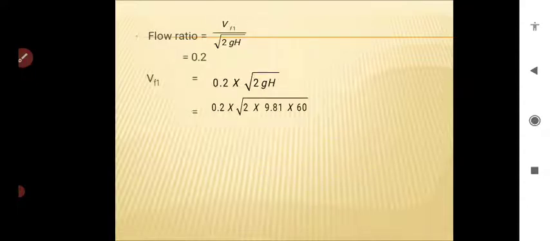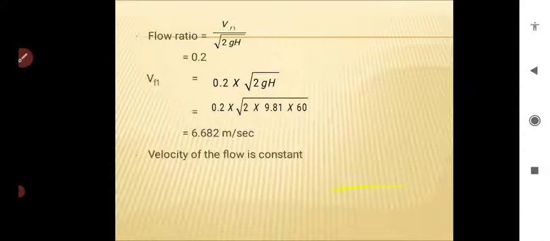And flow ratio, we know that the flow ratio is equal to Vf1 by under root 2gH. From this we will get Vf1. So Vf1 is equal to 6.862. Velocity of the flow is constant. Here it is the velocity of the flow is constant. That means Vf1 is equal to Vf2.